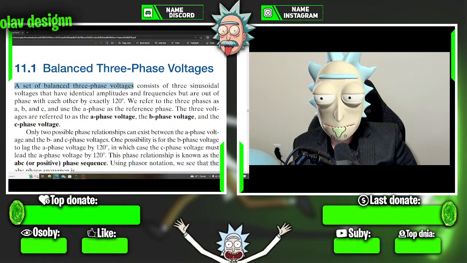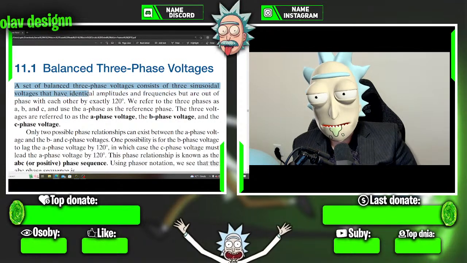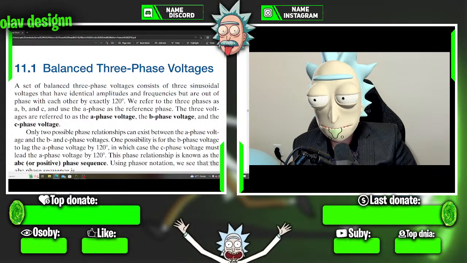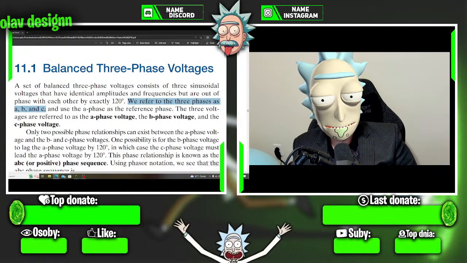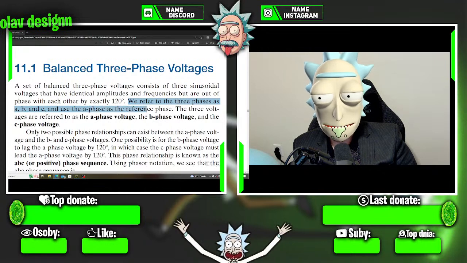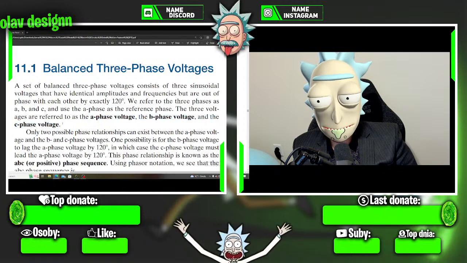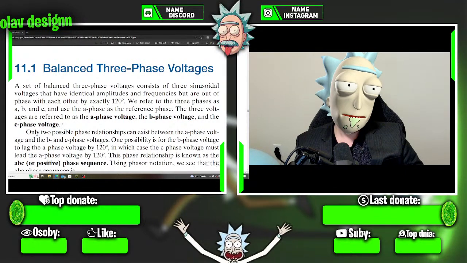A set of balanced three-phase voltages consists of three sinusoidal voltages that have identical amplitudes and frequencies, but are out of phase with each other by exactly 120 degrees. We refer to these three phases as A, B, and C, and use the A phase as the reference phase. The three voltages are referred to as the A phase voltage, the B phase voltage, and the C phase voltage.